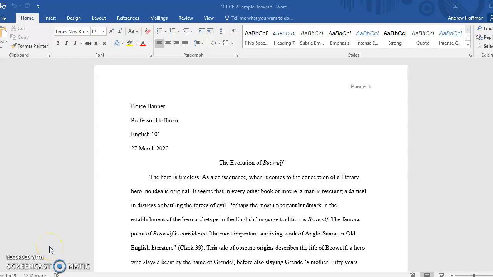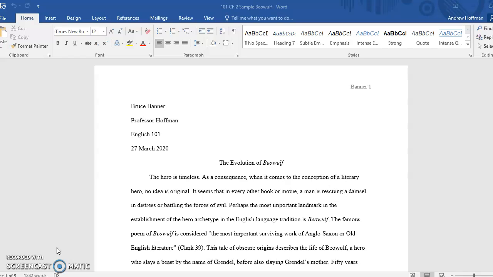Hi, this is the sample for Chapter 2. This sample is written in response to the Beowulf question regarding the popularity of The Hobbit, The Lord of the Rings, written by Tolkien, and its relationship to Beowulf. That's Making Connections, question number 9.